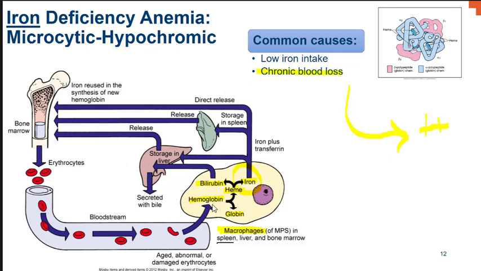And so what we can't do then is take that hemoglobin and recycle it every time we're breaking down red blood cells, so that we can reuse the iron, because we're just losing it from the body. So there's less available for recycling and reusing. So it leads to a state of iron deficiency anemia.